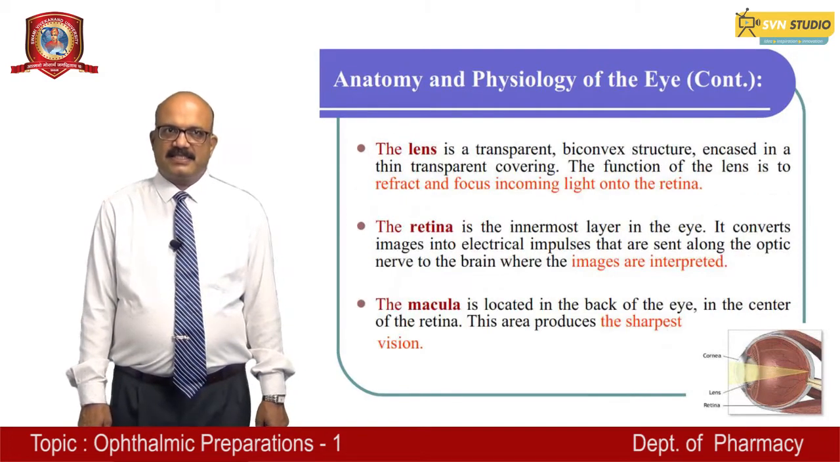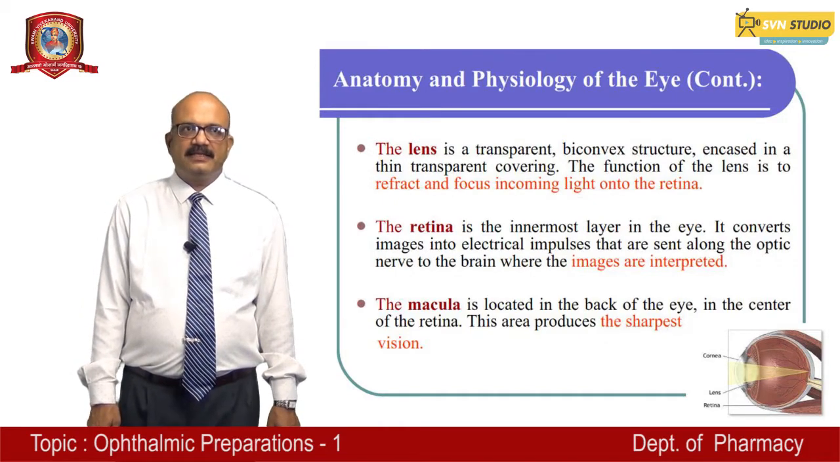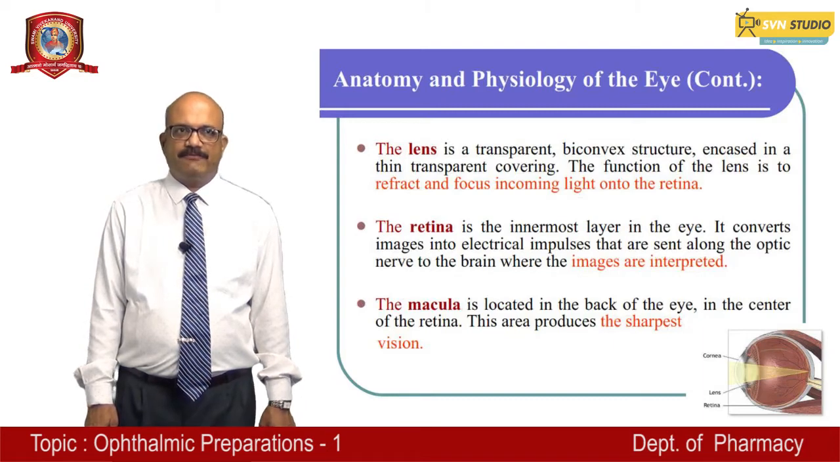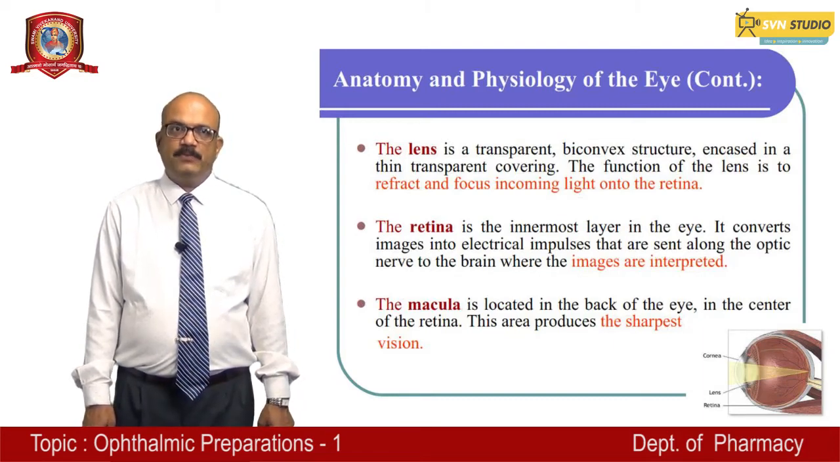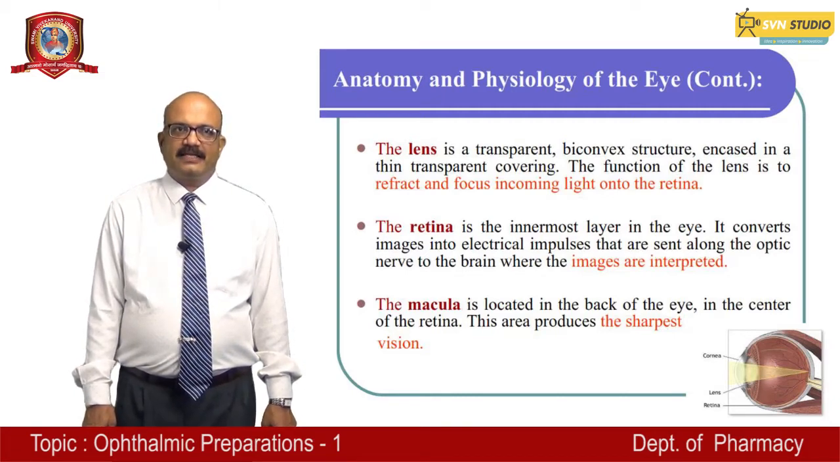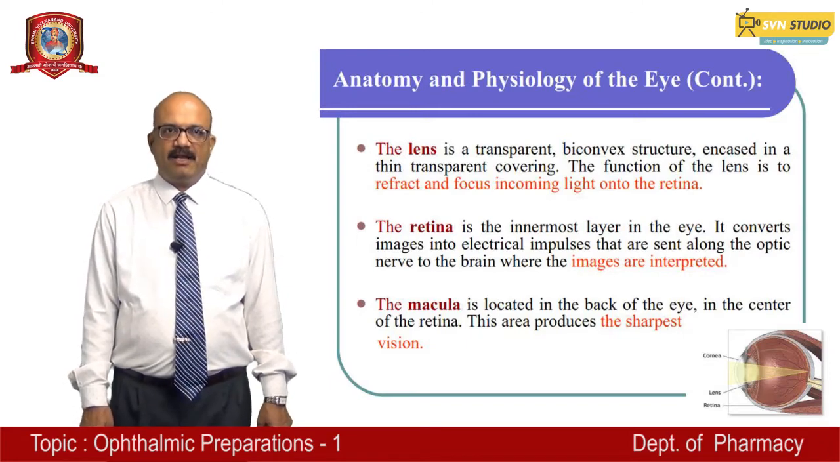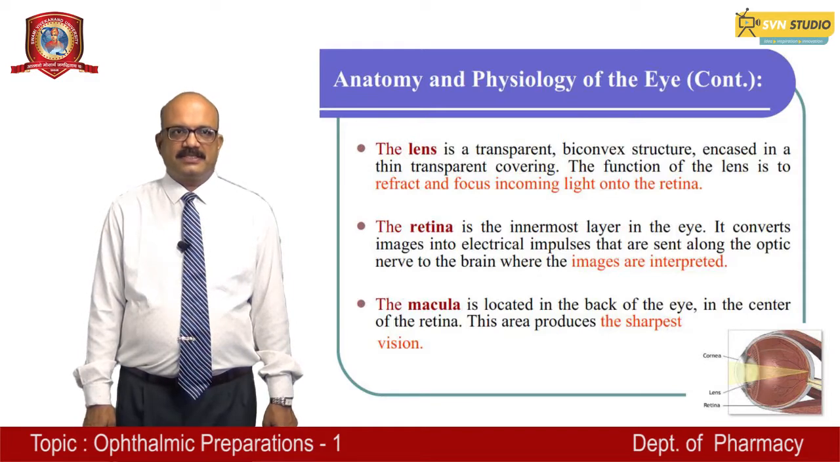the lens is a transparent biconvex structure encased in a thin transparent covering. The function of the lens is to refract and focus incoming light onto the retina. The retina is the innermost layer in the eye, which converts images into electrical impulses that are sent along the optic nerve to the brain, where the images are interpreted. The macula is located at the back of the eye, in the center of the retina. This area produces the sharpest vision.